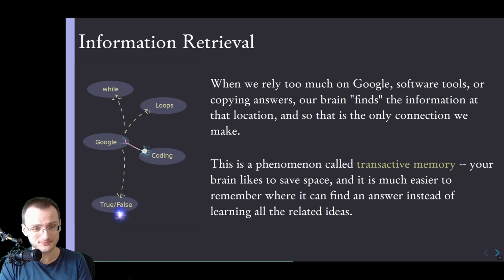In the case of Google, that means we're going to get a very strong association between coding and going online, and none at all between all of these other related concepts, which means it's going to be much, much harder when we get an applied problem and we don't know exactly what to look for, to even know what ideas are related to a problem.